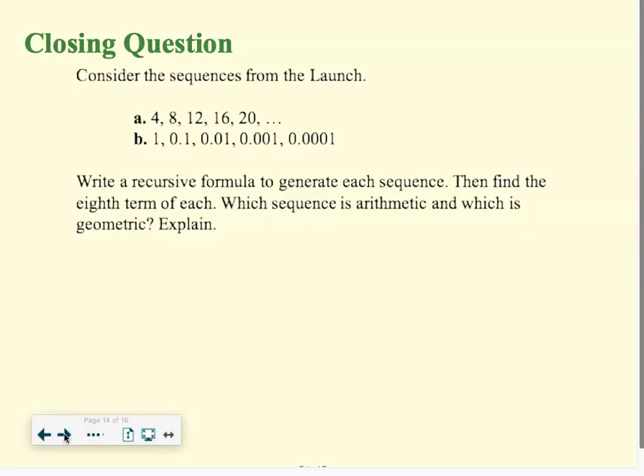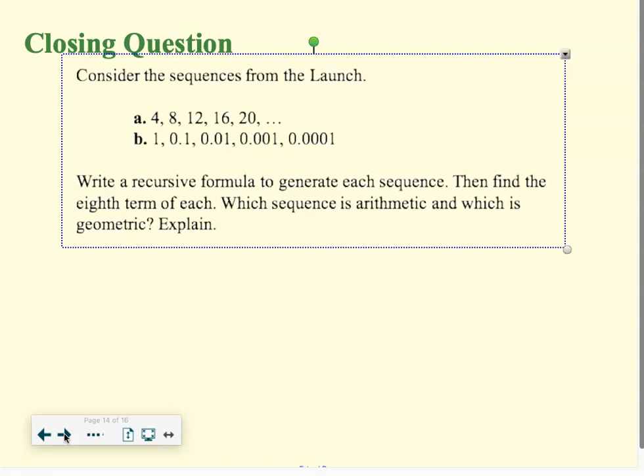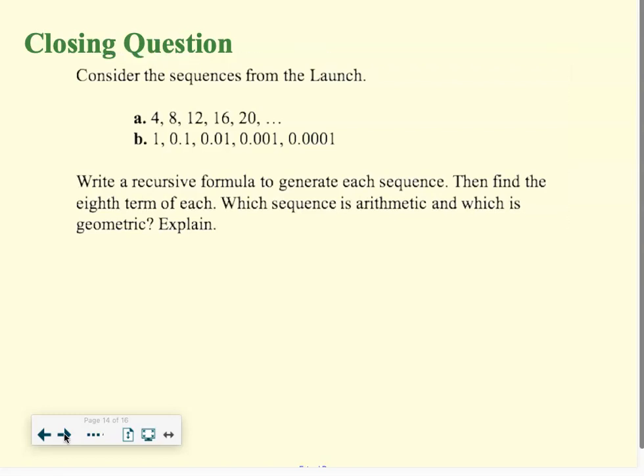All right. Okay. Closing question. So very quickly, this was from our opener, the warm-up. The first sequence we did in the warm-up, 4, 8, 12, 16, 20. You had to name the next term. Tell me anything about this sequence right now. u sub 1 is 4. u sub n is u sub n minus 1 plus 4. Very good. What kind of sequence is it? It's arithmetic. What's the common difference? 4. Good.